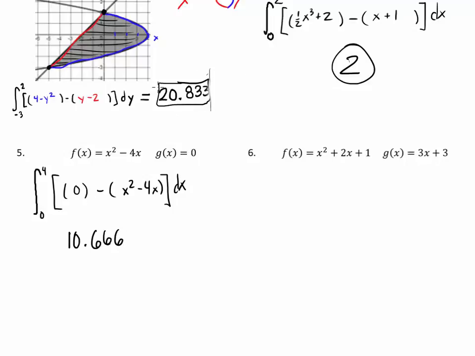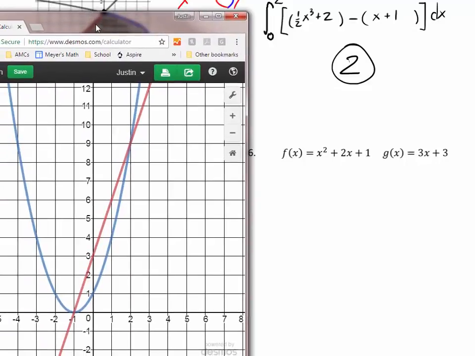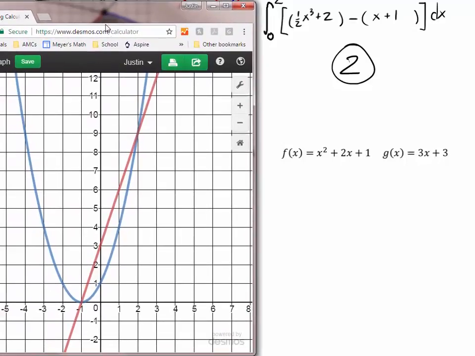And we get 10.666. So here's what I was talking about earlier, like up here. I could write that as my answer, or since this goes on forever, I could round it up to 10.667. I would accept either answer, 10.666 or 10.667. Okay, problem 6. Let's graph it. Okay, here's our graph.